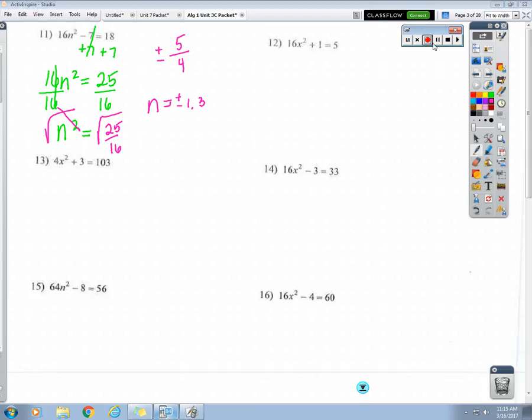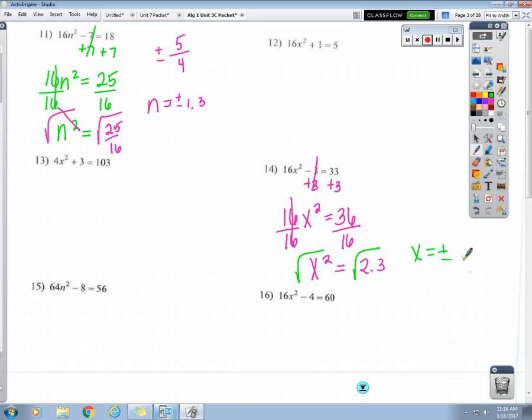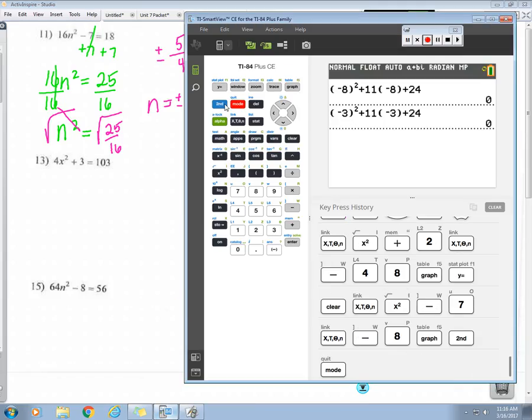Yes, Ezekiel? Okay, number 14. What do I do first on this one? So now I have 16x squared equals 36. Okay, now what do I do? So x squared equals, what is 36 divided by 16? 2.25, we'll just round it to 2.3. And now what do I do? Square root it, so x equals plus or minus. You do, on the calculator, you hit second first, and then this x squared button, see how right above it in blue is the square root sign?